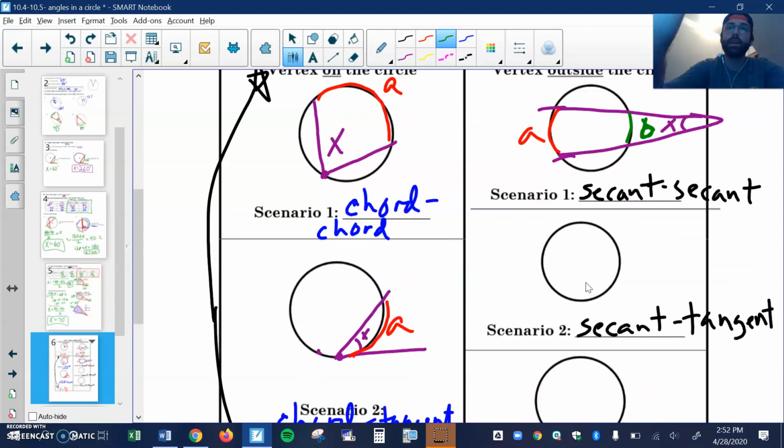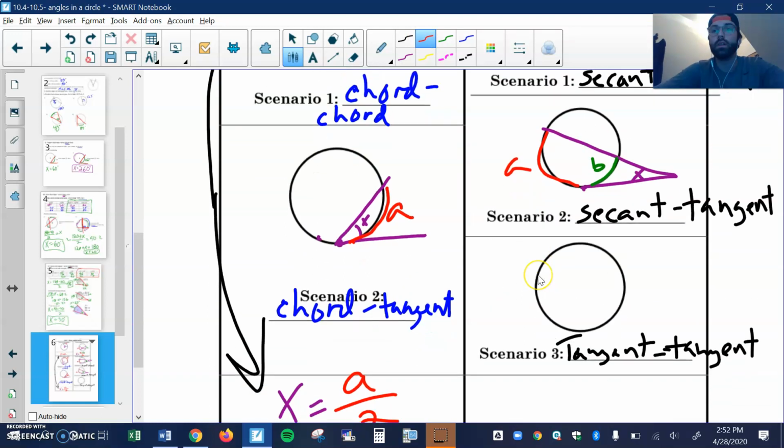Another example, another scenario: a secant tangent, like that. Here's X. Here's B. Here's A. Our last one, and this is a special type. This is the ice cream cone. So it's a tangent. Why do we call it an ice cream cone? Because look, it kind of looks like an ice cream cone.